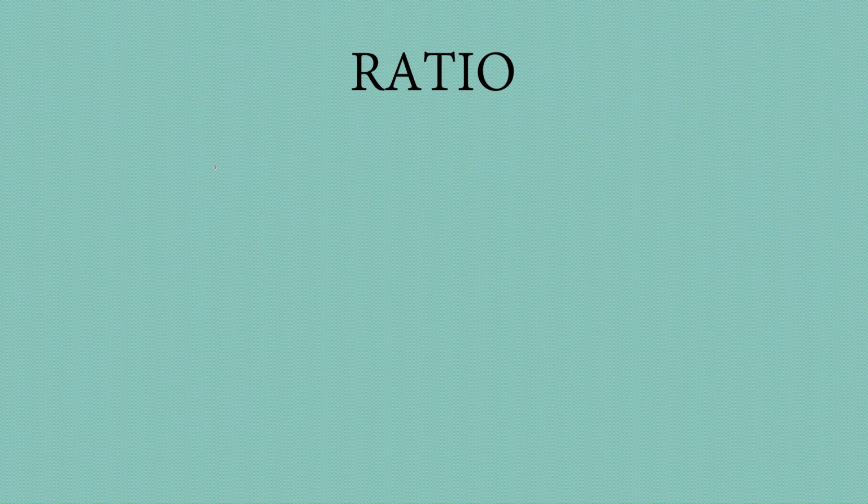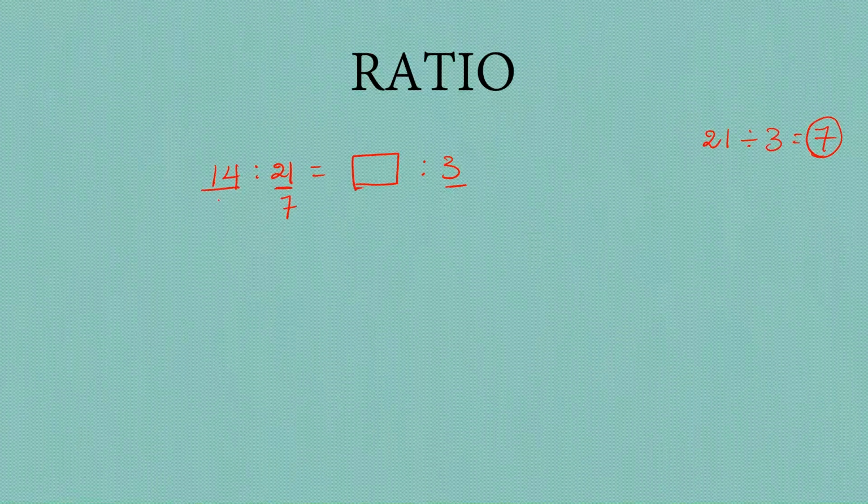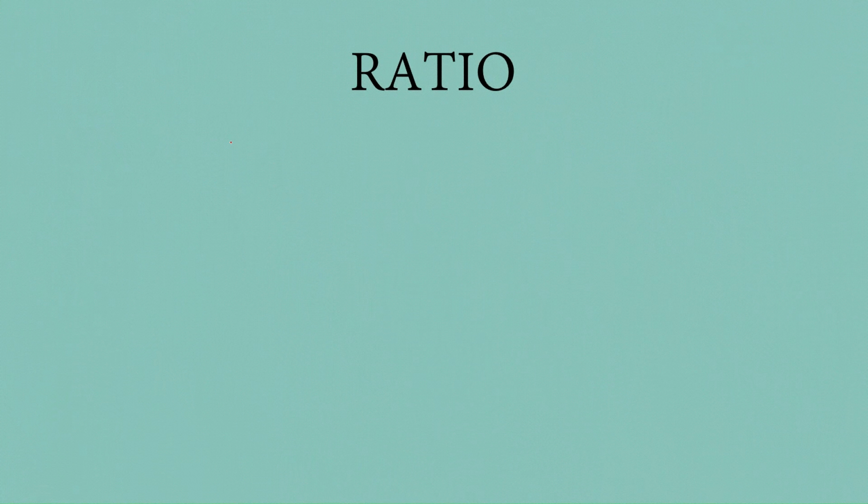To find equivalent ratios, consider 14:21 equal to, we don't know the value here, is to 3. For this, compare the consequents. Here it is 21 and in the second case it is 3. The value got decreased, which means the first value was divided by a certain number to obtain 3. So 21 divided by 3 gives 7, which shows that we have divided by 7 to get 3. We'll divide the antecedent also by 7 and that gives the value 2 here. The equivalent of 14:21 is 2:3.